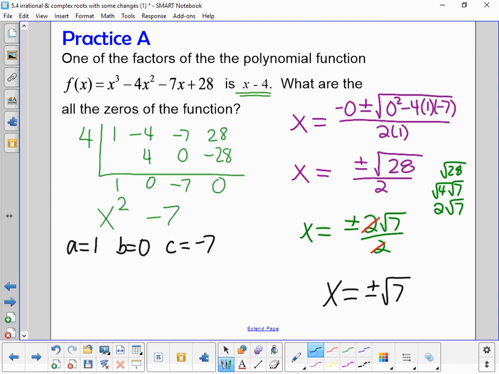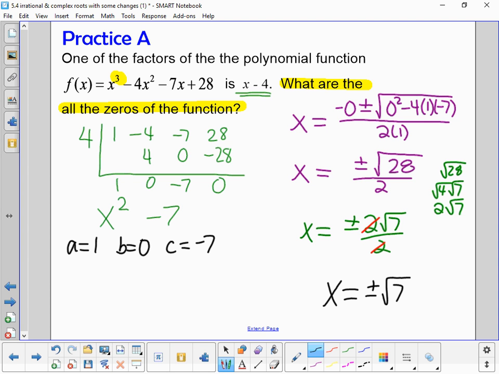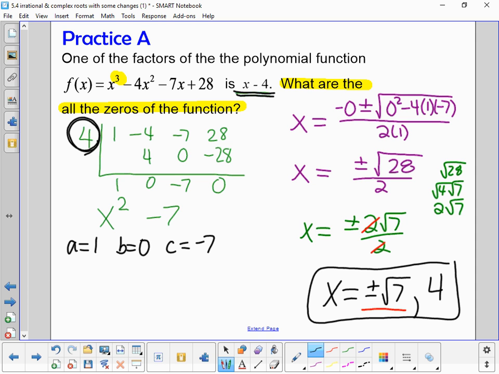Now if we read our question, it says, what are all the zeros of the function? It's asking us to list not just more zeros or some of the zeros, but all of the zeros. This is a cubic function. It's degree 3, so therefore it should have 3 roots. We've just found 2 of them, positive root 7 and negative root 7, and the third root is the one that we used here that corresponds with this given factor. The other one would be the number 4. So that gives us all 3 of the zeros of the function.